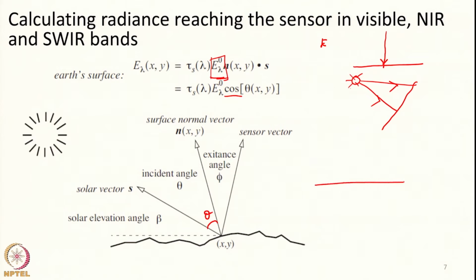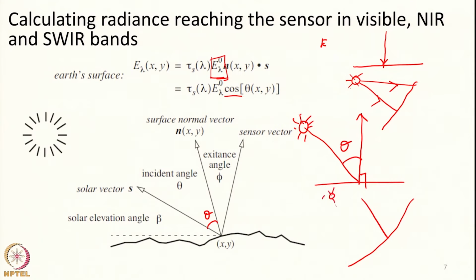Let us say the surface is like this, the sun is here, and this is the normal to the surface, or say the vertical. At what angle is the sun radiation falling in? If the surface is oriented like this, then you have to again draw a normal like this. If the sun is here, you have to calculate at what angle solar radiation is falling in. This is what you call the incident angle.